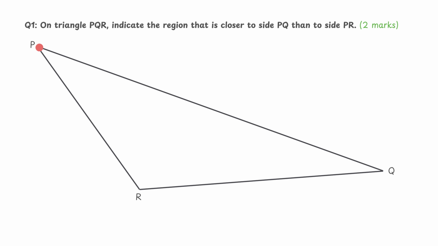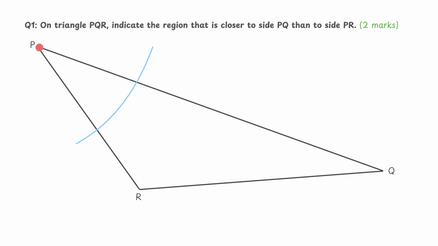First, place your compass at point P. Open it to a reasonable width. Not too small, not too large. Draw an arc that cuts across both sides of the triangle, crossing PQ and PR. What you've just done is mark 2 points that are the same distance from P. Think of it like placing 2 identical footprints on each side.